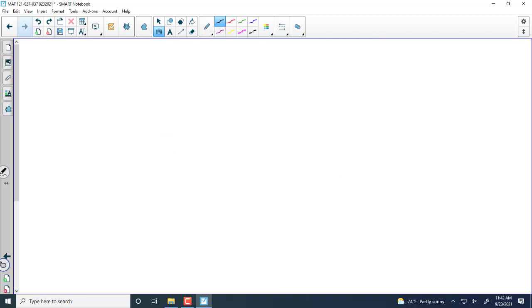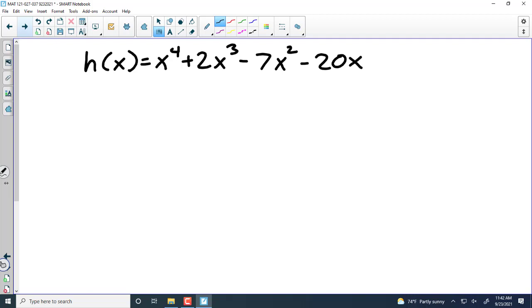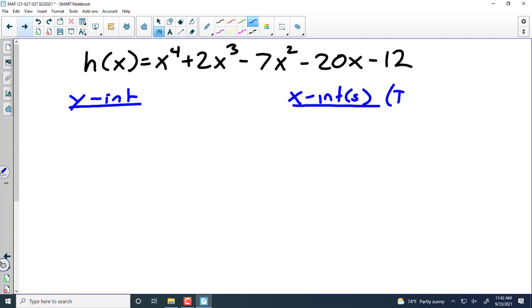Now, let's say someone gives you this. This is the same one I had on the previous page, I believe, yes? And they want to know 2 pieces of information. They want to know the y-intercept, and they want to know the x-intercepts if it has them.